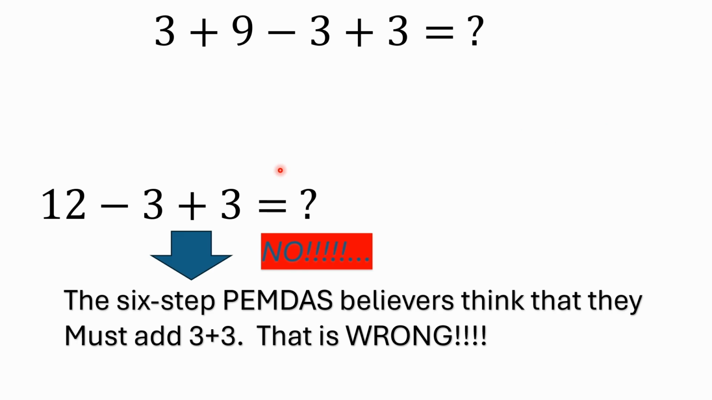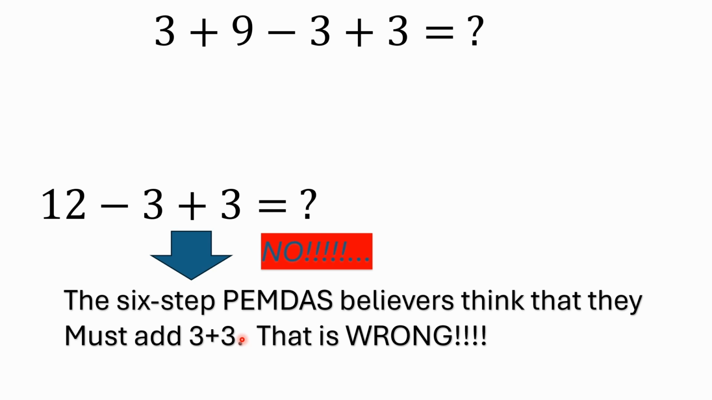All right, what they're doing, and it's taken me a while to figure out. Sometimes I spend a lot of time trying to figure out how people come up with these consistently incorrect answers. So in their mind, since they think addition comes first, they're only looking at this 3 plus 3, okay? They got the 12 right. They got to that part. But then they're looking at this 3 plus 3 and they're saying, well, look, the A comes before the S. So that means I must add 3 plus 3 before I subtract anything, all right? So basically, they're thinking that they have to add 3 plus 3 because they believe in that 6-step PEMDAS.